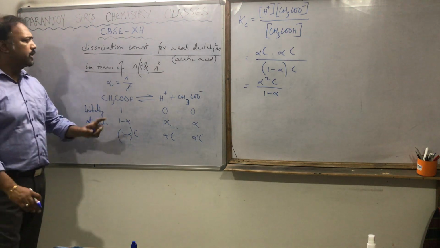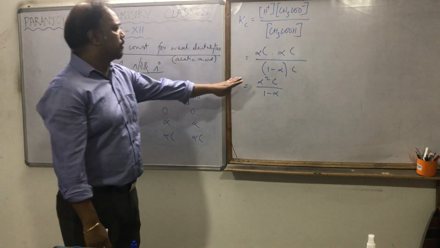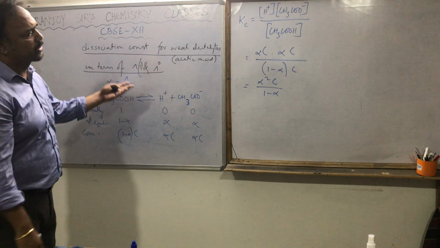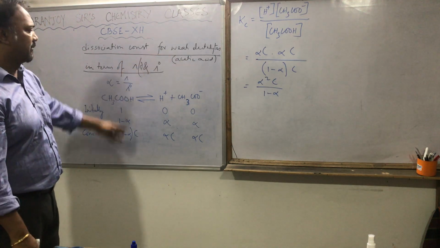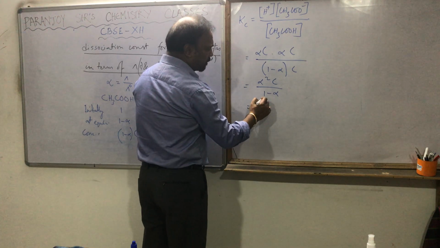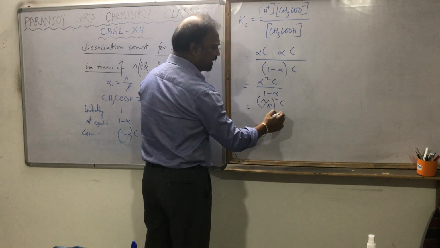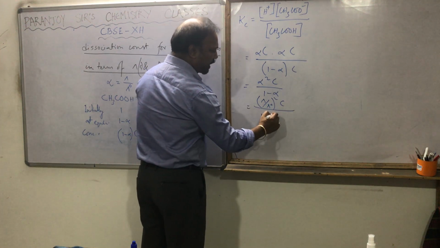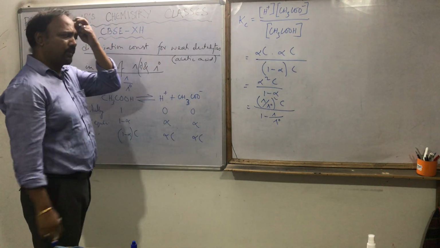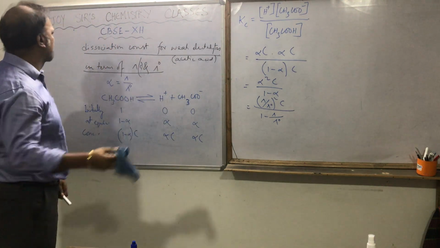Now as I told you, we are not going to stop here; we already know this. We want to express this in terms of lambda and lambda 0. So we just have to replace the value of alpha by lambda by lambda 0, nothing else. So we get lambda by lambda 0 whole square into C, divided by 1 minus lambda by lambda 0. Now just simplify it. If we simplify it, what are we going to get?